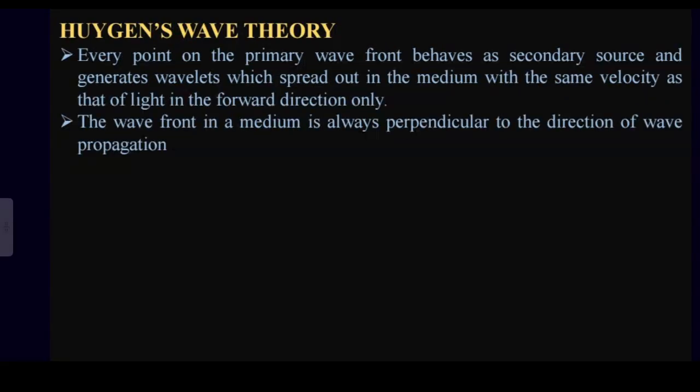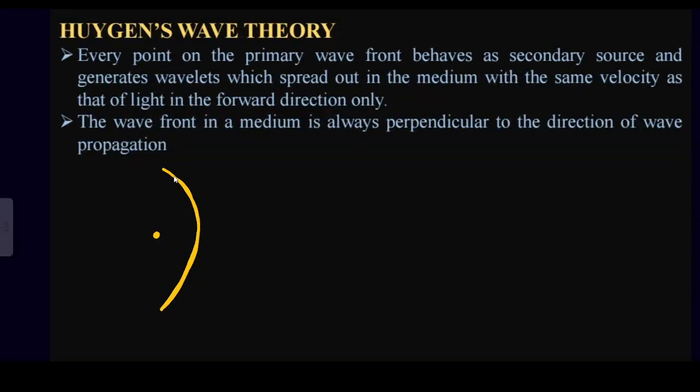Next, Huygens wave theory. What does Huygens wave theory mean? Simple thing. Let us consider this point is some light source. This light source will form wavelets. Light will move like this in the form of wavelets. This is called a wavelet.